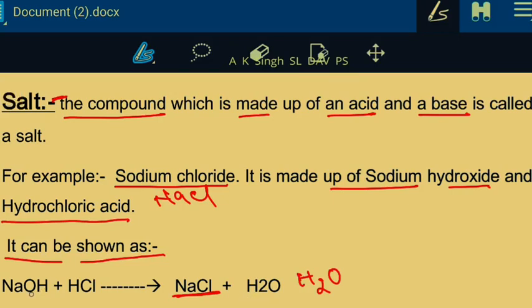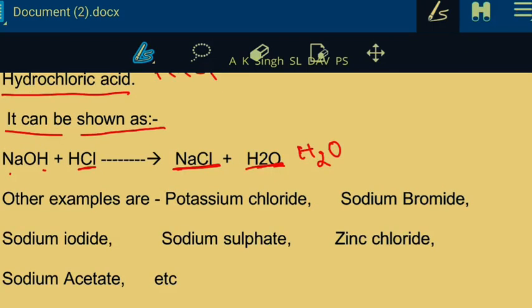This means two compounds are formed. If a base and an acid react, then two compounds are formed: one is salt and the other is water. The other will always be water. Such a type of reaction is also called a neutralization reaction, which you have read. Other examples are potassium chloride, KCl. It is made up of potassium hydroxide and hydrochloric acid.